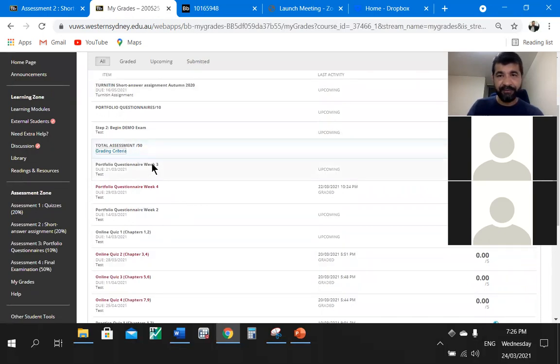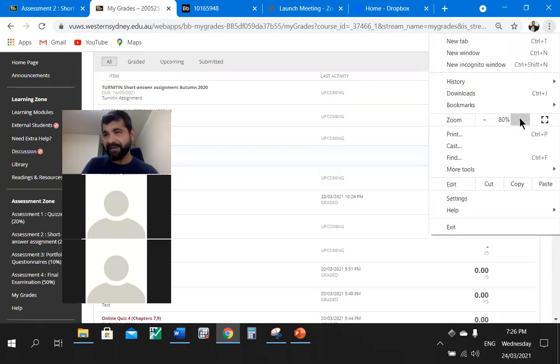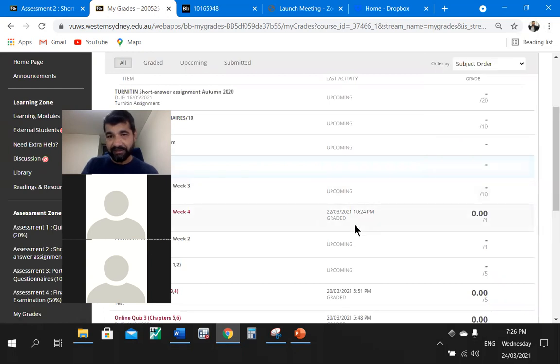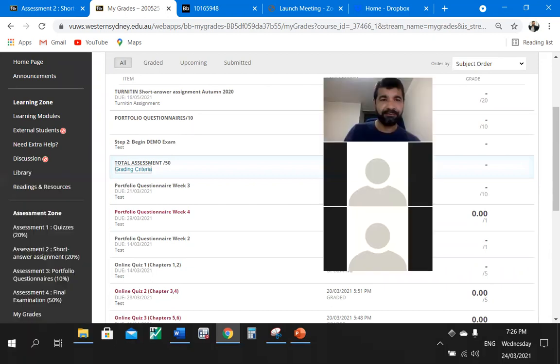so portfolio week 3 upcoming. It will not show me because I can't see it. I think if you click on these things, maybe it will show something. I'm not sure. I don't think you can, to be honest, but we can try. So this is graded already. No, it's not showing anything. Maybe if we do this week, it might show the results.